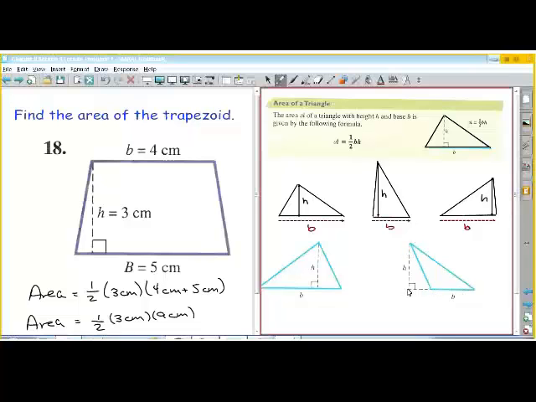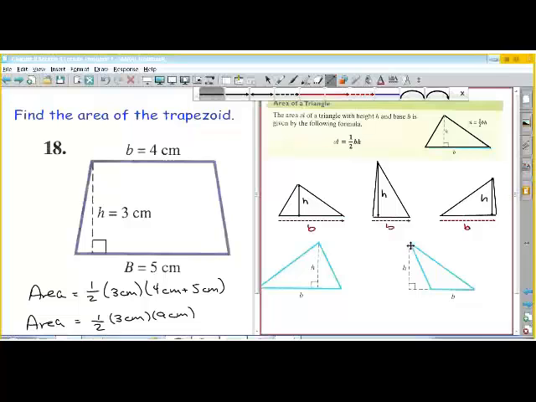Now, if you have an obtuse triangle, what will happen is the height, which is the distance from the base to the opposite corner, in this case, is outside the triangle. So what you do is you extend the base, and then where the opposite corner meets the extended base, that's your height. Because you might think, oh, well, this is the height. But that's not what you do. You go from the opposite corner to the line that corresponds to the base.